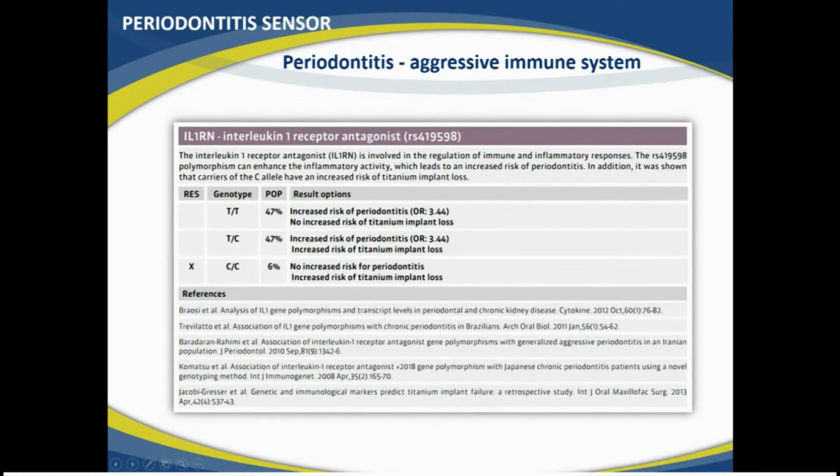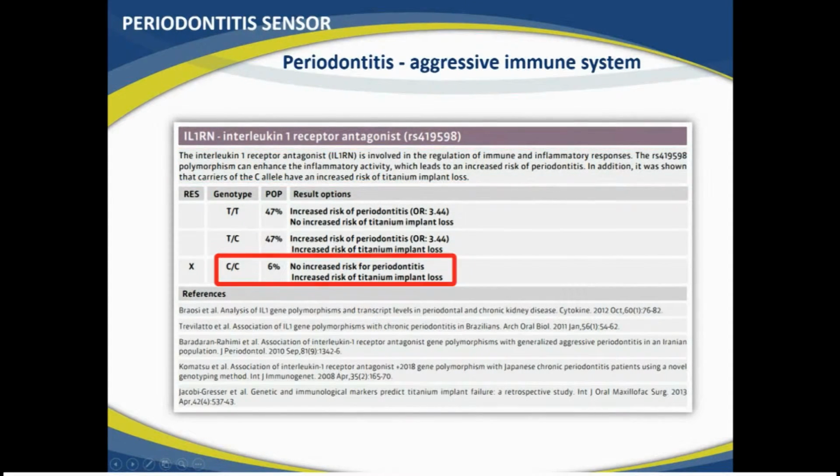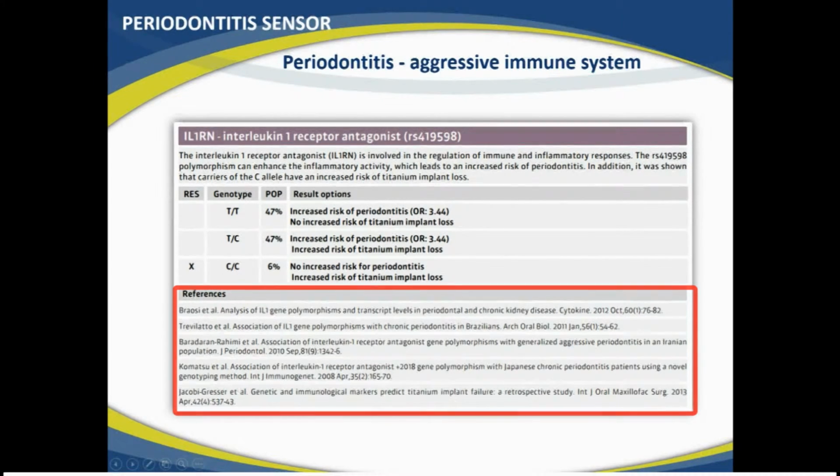And this is a screenshot from one of the reports. In case you haven't seen this before and you don't know what it means, I would really recommend that you watch the training on simple disease risk statistics. I will explain it all to you. But this here is the IL-1RN, interleukin-1 receptor gene. This is what it does. 6% have the CC type with no increased risk, and 47% have a 3.4-fold risk of periodontitis. And these here are the scientific studies behind it.